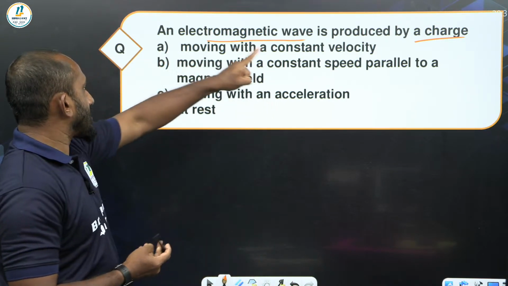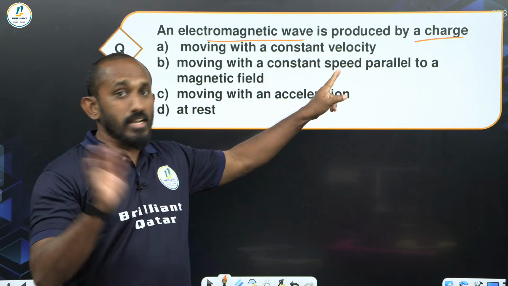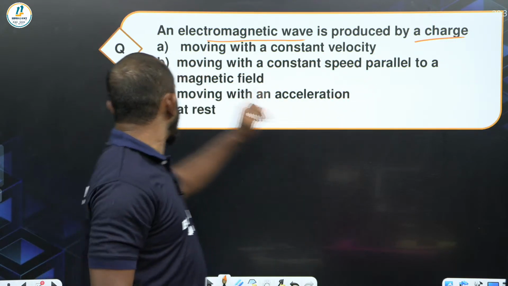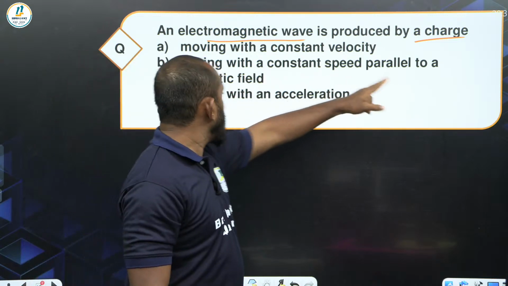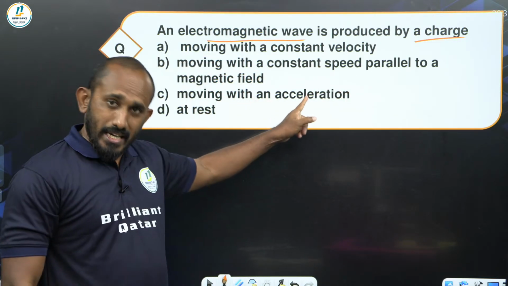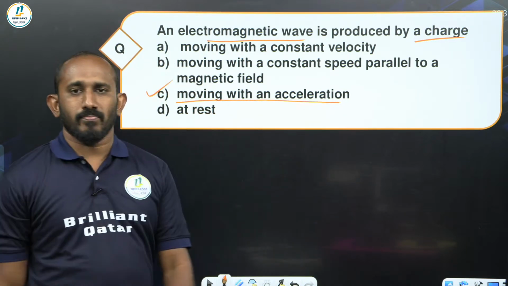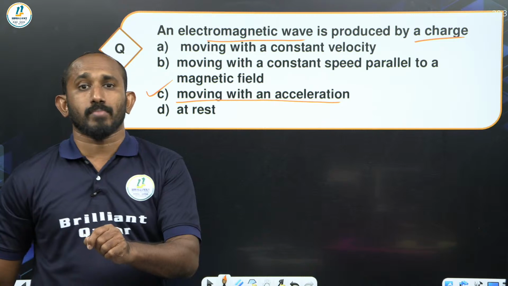Good. So a charge moving with a constant velocity? No. Constant velocity, what happens? Uniform motion is there, no variation, no fluctuation in the magnetic field. Moving with a constant speed parallel to the magnetic field, no chance. Moving with an acceleration, yeah, great. So option C is the correct answer here. Moving with an acceleration.